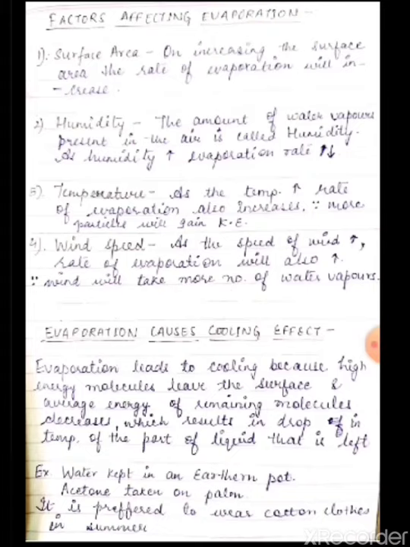Whereas second point is humidity. The amount of water vapors present in the air is called humidity, and as the humidity increases, evaporation rate decreases. So, on increasing the surface area, the evaporation increases, whereas on increasing the humidity, the evaporation rate decreases. All of you have seen a simple example that if you are taking tea or milk in a saucer and in a cup, the tea which is taken in a cup will cool faster rather than the tea which is taken in the saucer.